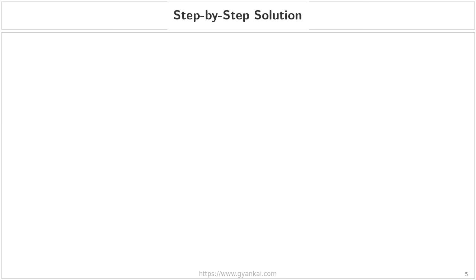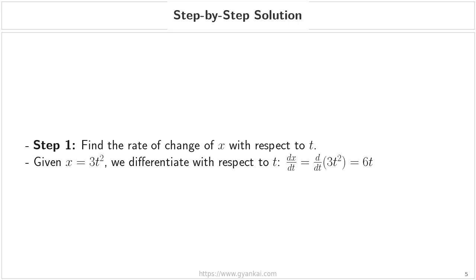Step-by-step solution. Now, let us apply the step-by-step procedure we just discussed to solve the particle motion scenario from the previous slide. Starting with step 1, we need to find the rate of change of x with respect to t given that x equals 3t squared. We differentiate this function with respect to t, which gives us 6t.